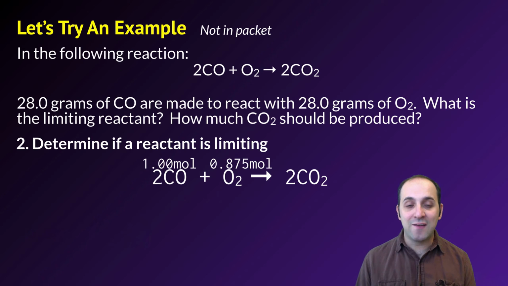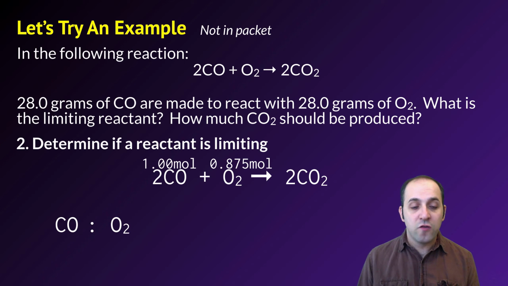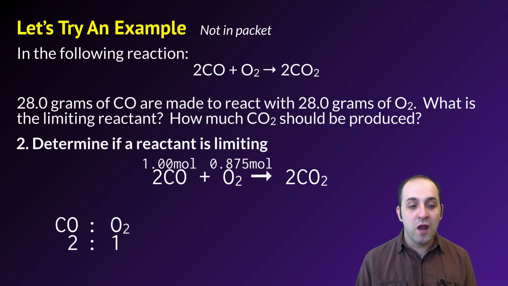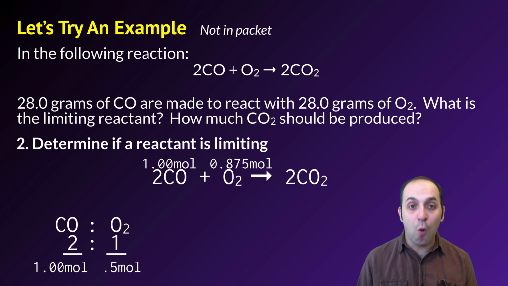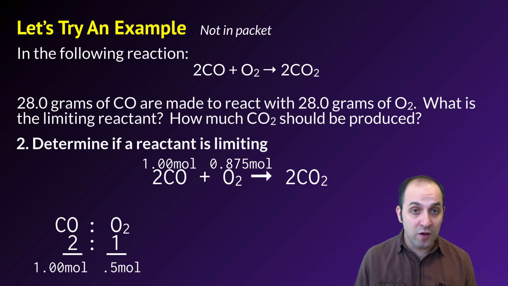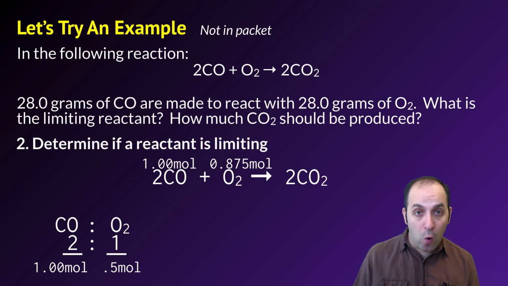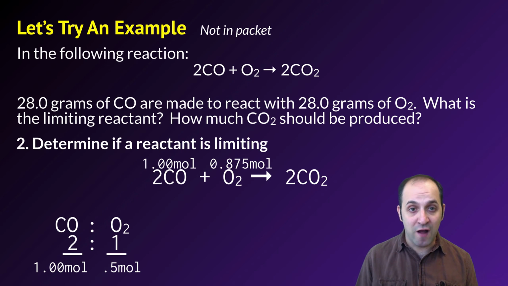Determine if a reactant is limiting. I'm going to choose to look at carbon monoxide. I just always pick the one that's on the left first. So the ratio of carbon monoxide to oxygen is 2 to 1. I have 1 mole of carbon monoxide. If I used up all of that carbon monoxide, how much oxygen would I need? Solving for X, I get 0.5 moles. Do I have 0.5 moles of oxygen gas? The answer is no. I have more than 0.5 moles of oxygen gas.